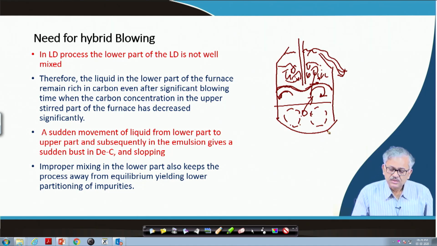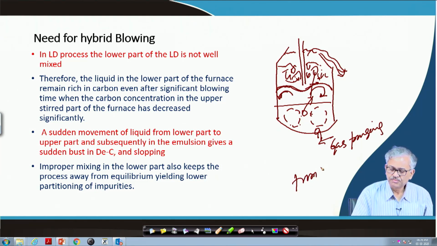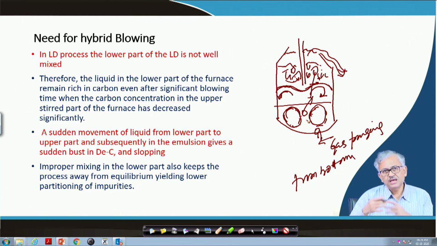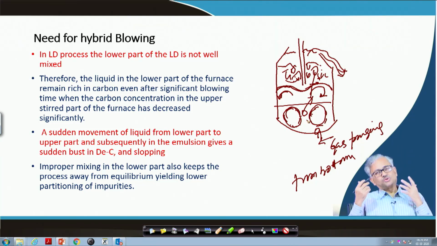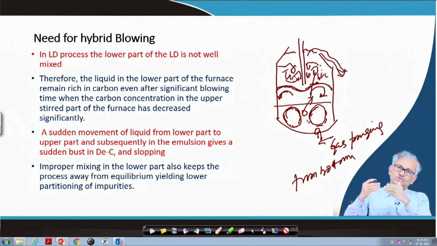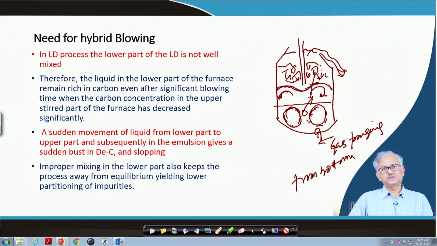So that's why you do oxygen blowing, and also sometimes you have inert gas purging from the bottom. This is called gas purging from the bottom. If you do gas purging from the bottom, then again a strong loop will form, and then the mixing will be very good, and then sloping will not be there, and the process will be closer to the equilibrium, or with a better partitioning, okay.